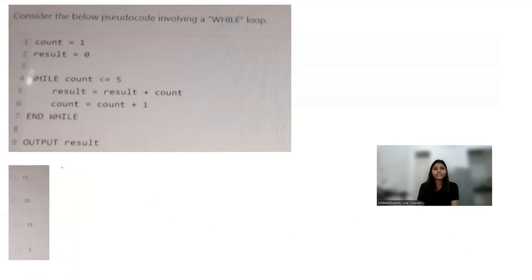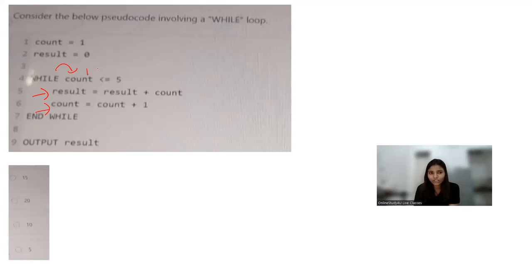The next question is on a while loop. We have count initialized to 1 and result as 0. The while loop will run till the count is less than or equal to 5, right? And here we are updating the value of result plus count. And after this, we are not even incrementing the result, right? But we are incrementing the count. That means we can say that in the result, we have to add the count value every time, right? This is the conclusion.